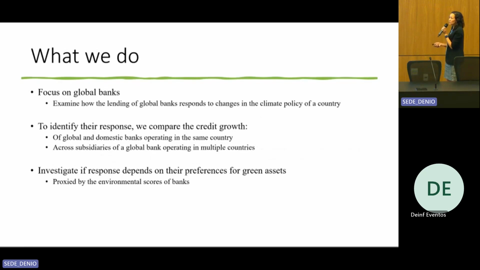In this paper, our main focus is going to be global banks, which channel a large fraction of all the lending worldwide. And we're going to examine how the lending of global banks responds to changes in the climate policy of a country. To identify the response, we're going to have two empirical approaches. First, we're going to compare the credit growth of global and domestic banks that operate in the same country once that country is strengthening its climate policy. So there the variation is looking at the same country but comparing global and domestic banks.